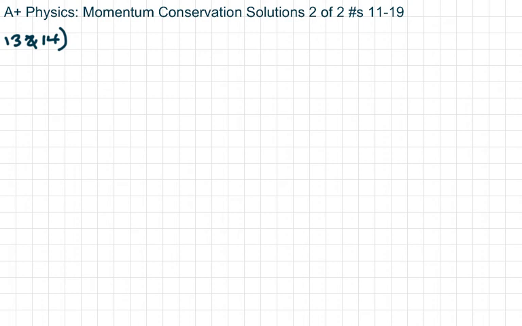So 13 and 14 are interesting. The problem's talking about cars colliding, and it says that the 1,200 kilogram car going 12 meters per second collides with a 2,300 kilogram car that's waiting at rest. Then it says the cars lock together and slide, and then it says friction stops them. So friction is in play, but number 13, calculate the speed immediately after the collision. That's relying on conservation of momentum.